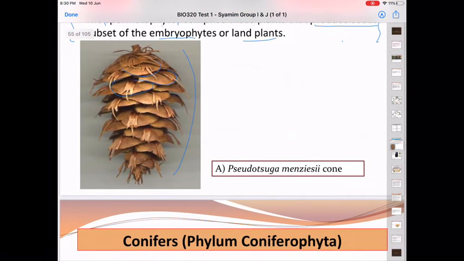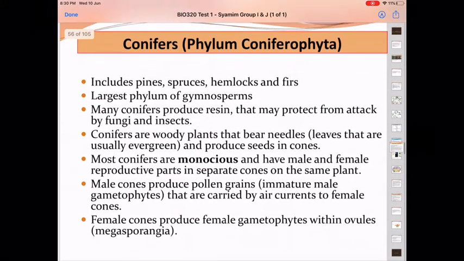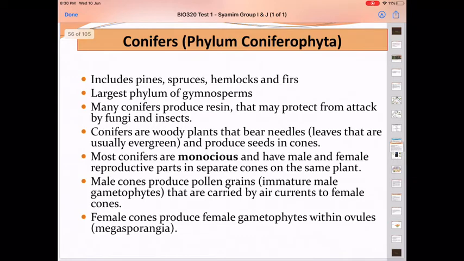Okay, this is an example, Pseudotsuga menziesii, cone. Now the second is conifer under phylum Coniferophyta. So this phylum includes pines. I know you have seen pines, spruce, hemlocks and fir, the largest phylum of the Gymnosperm. So many conifers produce resin.